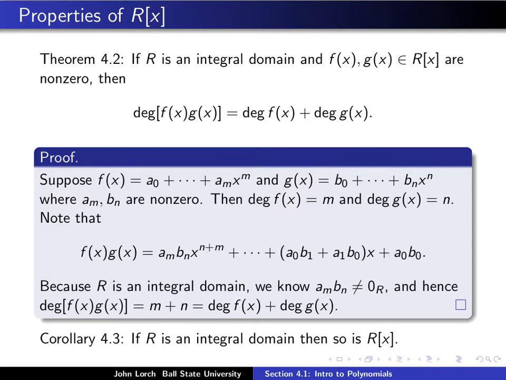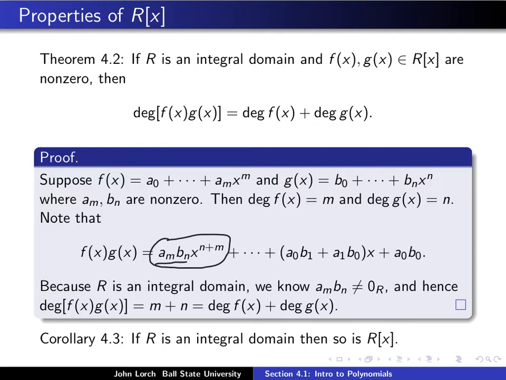So we start off with two polynomials, f and g, as you see written there, where the leading coefficients am and bn are both non-zero. So if we go back to our list of terminology on a previous slide, that means that the degree of f is equal to m and the degree of g is equal to n. And now if you go ahead and multiply these two polynomials together, you see that we get a new leading term in the product, and that would be this one, with leading coefficient am times bn.